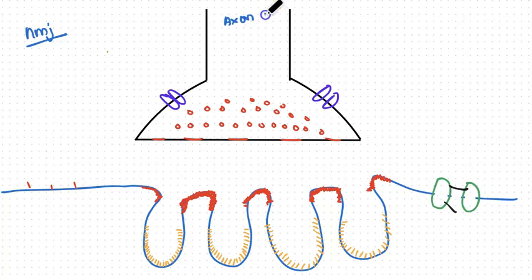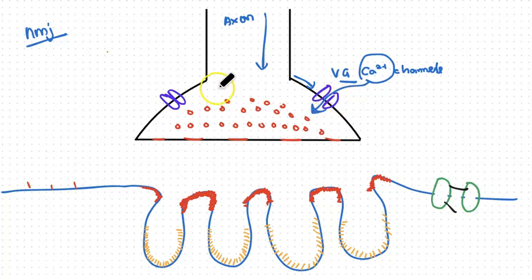The action potential propagates through the axon, reaches the terminal button, and here it activates these voltage gated calcium channels, where the voltage activates the calcium channels, opening them, so allowing calcium to flow into the terminal axon. Here is also another voltage gated calcium channel, allowing calcium to flow into the terminal axon.